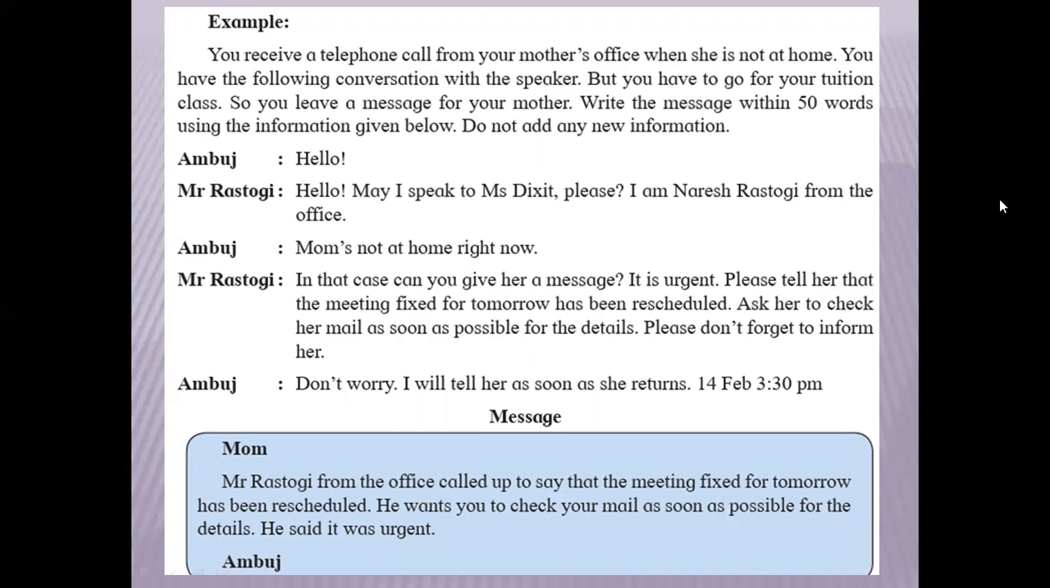So the message is such. First, to whom is the message? So it's for Mom. So the name of the receiver. What is the message? Mr. Rastogi from the office called up to say that the meeting fixed for tomorrow has been rescheduled. He wants you to check your mail as soon as possible for the details. He said it was urgent. Who is the sender? Ambuj. So in this way you have to write your message with the given format so that it is easy for the person who is receiving the message to understand all the necessary details of the conversation that took place between you and the first person.